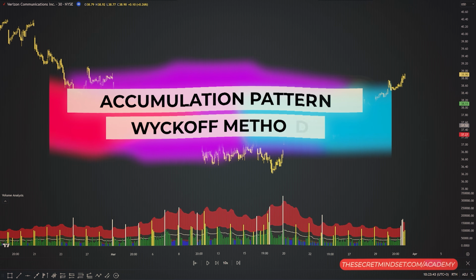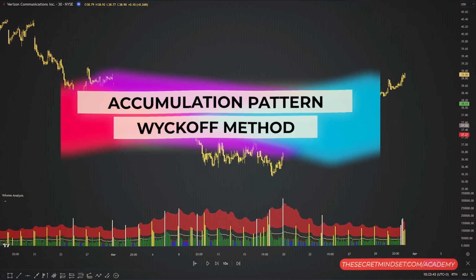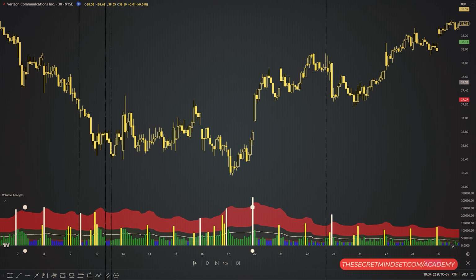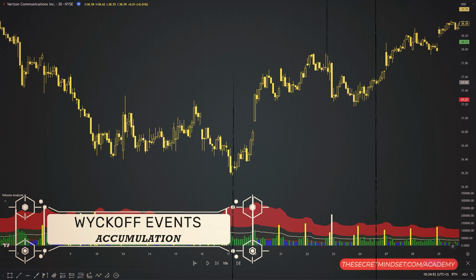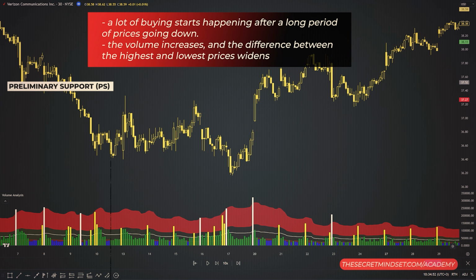Now let's go deeper with some advanced smart money patterns. First is the accumulation one. Accumulation is nothing but a sideways market activity that happens after an extended downtrend. This is the phase where smart money tries to acquire positions without moving the prices too much to the upside. So let me explain Wyckoff events during accumulation. First we have the preliminary support. This is when a lot of buying starts happening after a long period of prices going down.